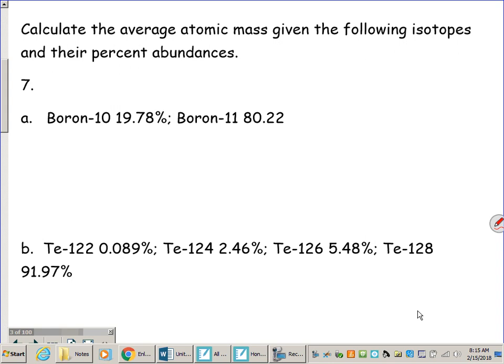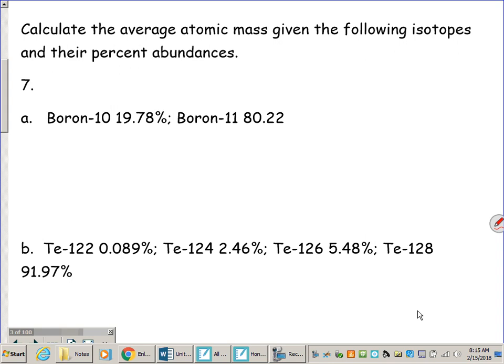So can somebody explain why it's important that this one's more abundant? Because it tells you the average atomic mass is going more towards 11. Right, so that's why it's 10.81, because it's leaning more towards the 11 one than the 10 one.